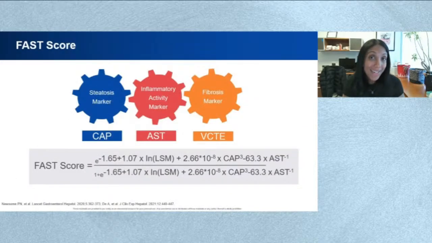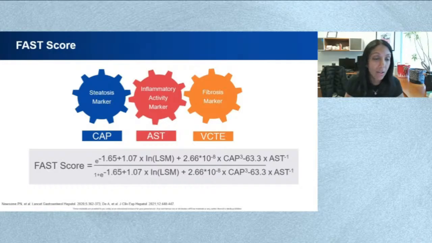But what about combining some of these tests? So, we have different imaging based modalities, we have some simple scores, we have some lab parameters. So, people have studied other scoring systems to determine who is at risk. So, not only just ruling in or ruling out advanced fibrosis, but really honing in on who is at high risk for disease progression. So the FAST score is a nice, easy one that I like to use.